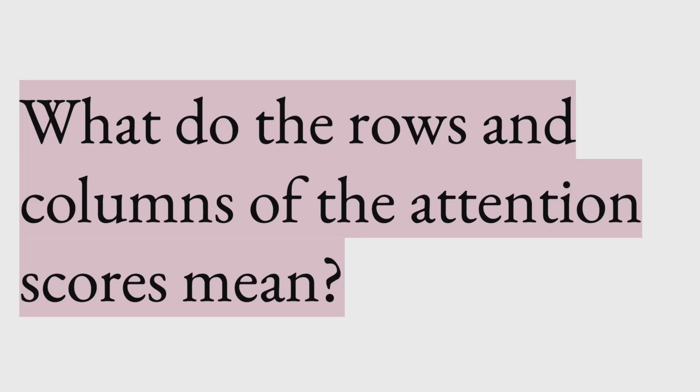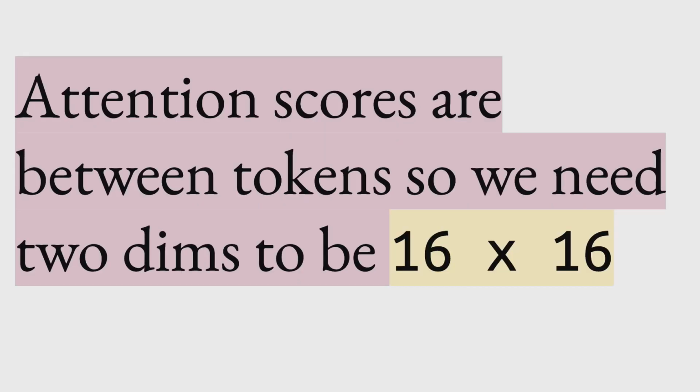The question I wanted to ask after this was, what do the rows and columns of the attention scores mean? I understand that mathematically, because of the softmax denominator, the rows cannot have all negative infinity values. But what does it mean in terms of the concept of attention that is actually happening between these tokens? To answer that question, we have to go back to the fact that attention scores are between tokens. So we need 2 dimensions to be 16 by 16. And we have to figure out how to arrange everything else so that we end up with attention scores that have a 16 by 16 set of consecutive dimensions.